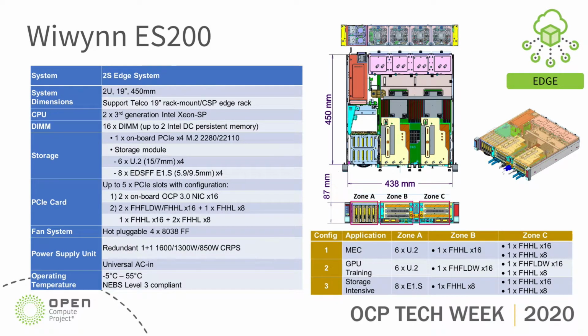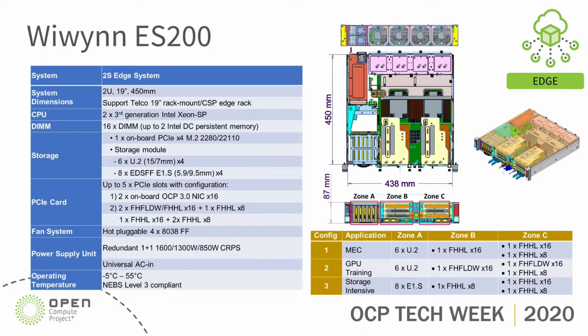And here is the introduction to the Wiwynn Edge Server ES200. First of all, the system dimension is 2U in the 19-inch rack with 450 millimeters in depth. So it supports the Telco 19-inch rack mount. It also fits the CSP edge racks. The CPU adopts 2-socket third generation Intel Xeon Scalable processors, and each motherboard has 16 DIMM slots.